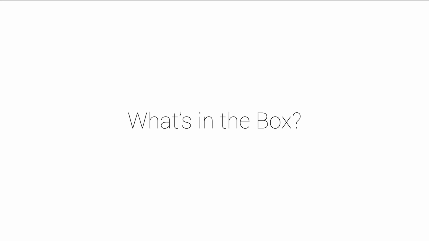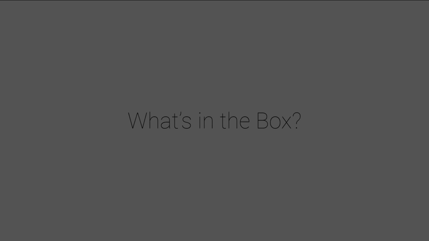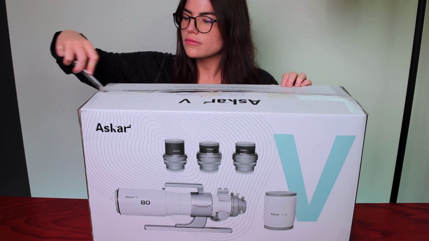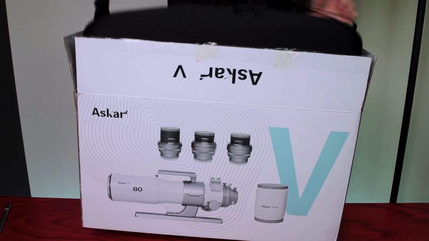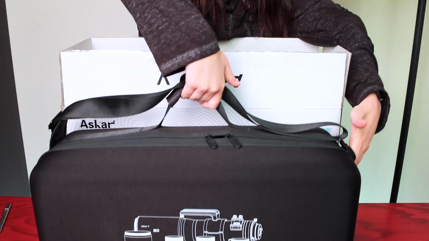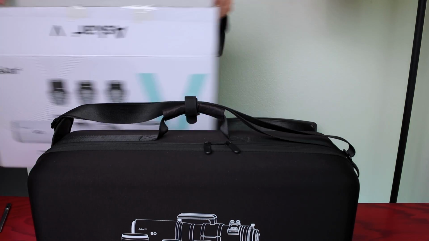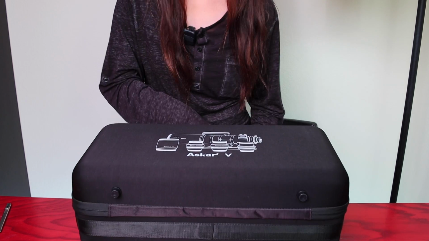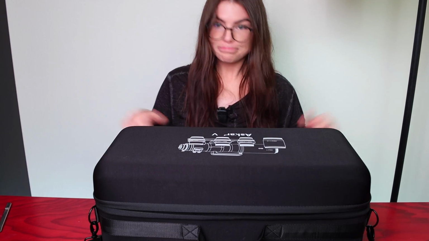So now let's get into what came in the box. Alright, here we are with the Askar V box. Let's open it up. So we have this black hardshell carrying case covered with an Oxford cloth material. This type of fabric is usually pretty durable when it comes to dust and water, which is nice for traveling with. On the bottom here, we have 4 black risers. All right, let's open this up.